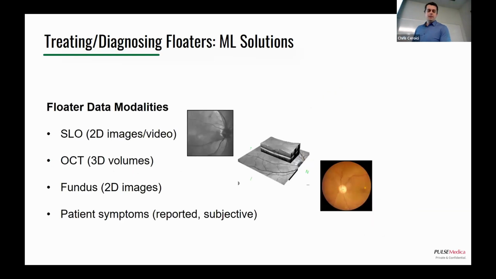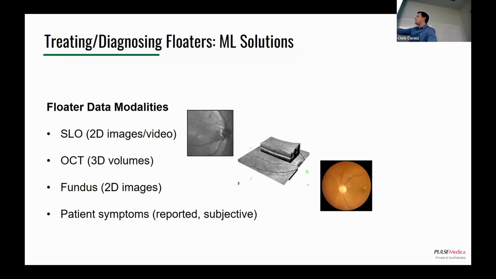Here's just a summary of these modalities. So you have our 2D SLO. This is an image or a video, so we're typically capturing these at 30 frames per second, and then our 3D volumes of our OCT. And another modality that we can use is fundus, basically another type of 2D image, this time actually like a camera instead of a laser.